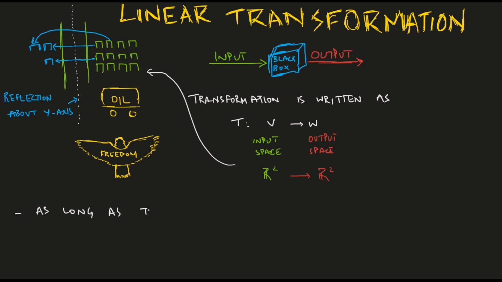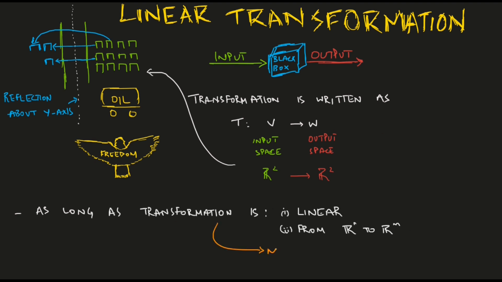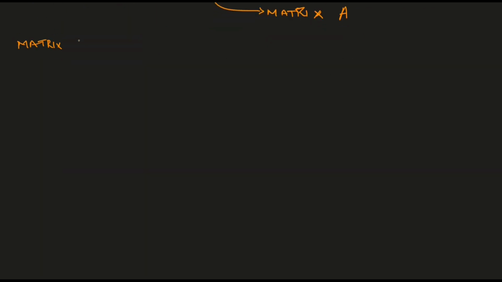Turns out that as long as the transformation is linear and is from Rm to Rn, it can be represented by a matrix. So any input vector can be transformed by multiplying it with some specific matrix A. This matrix A contains all the information regarding the transformation. Let's figure out what this matrix would look like for a task of reflection about the y-axis.